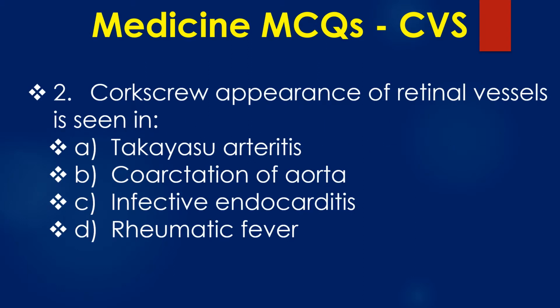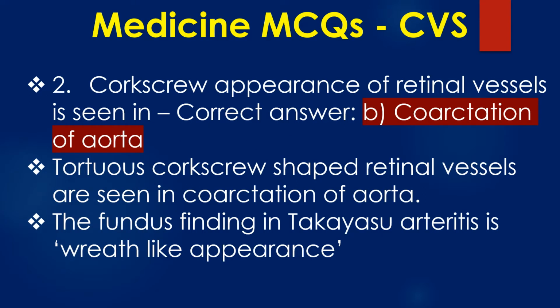Corkscrew appearance of retinal vessels is seen in A. Takayasu arthritis, B. coarctation of aorta, C. infective endocarditis, D. rheumatic fever. Correct answer B. Coarctation of aorta. Tortuous corkscrew-shaped retinal vessels are seen in coarctation of aorta.